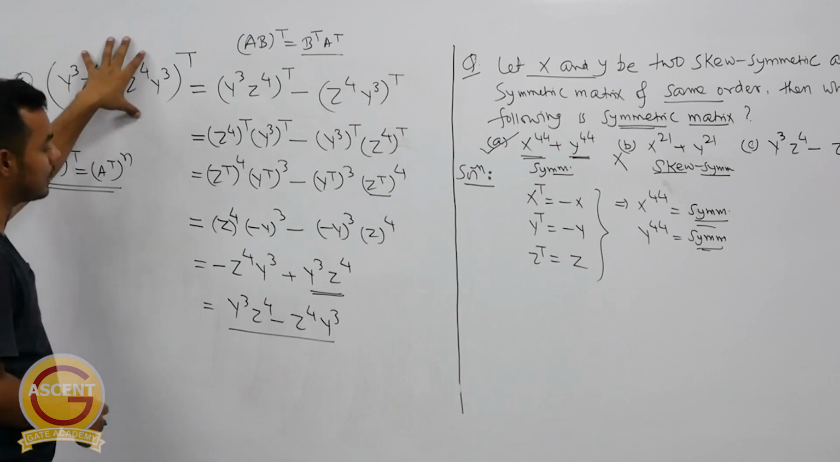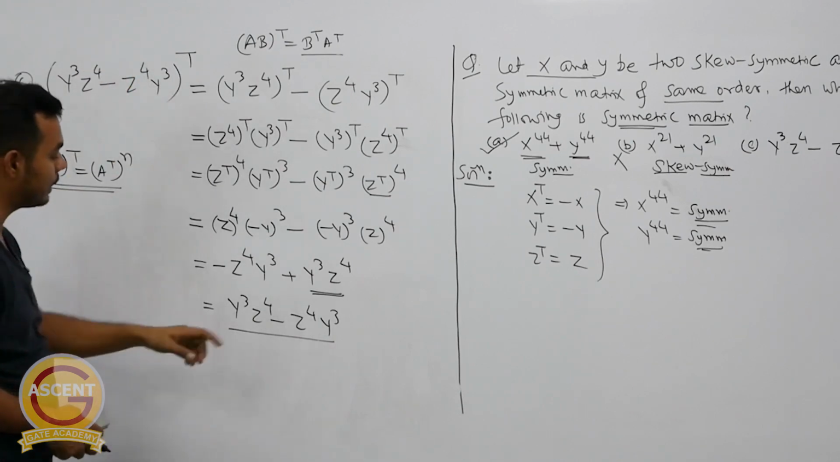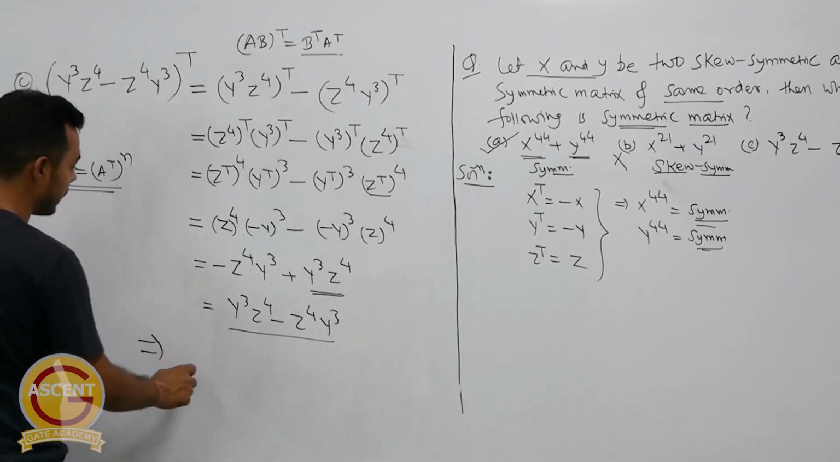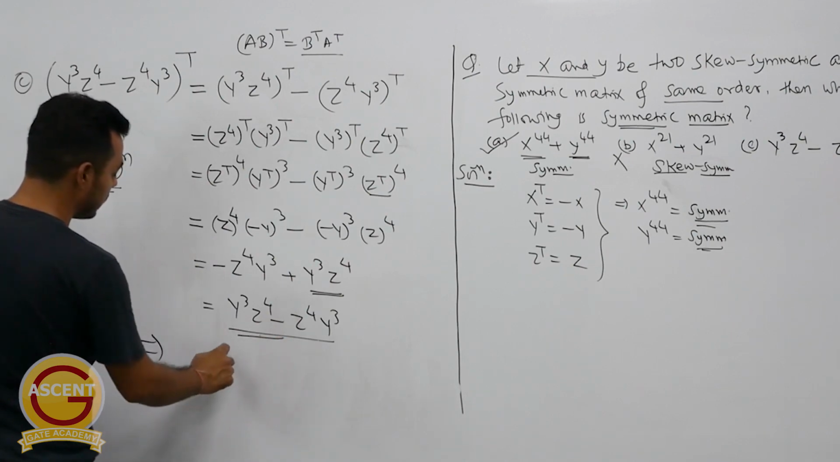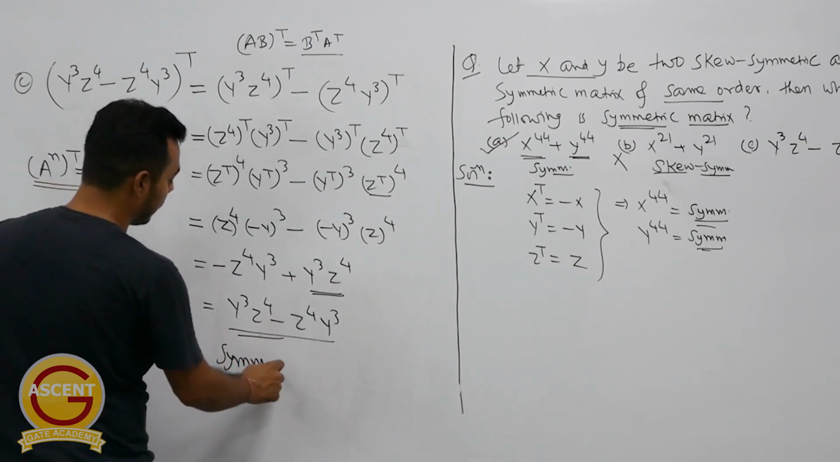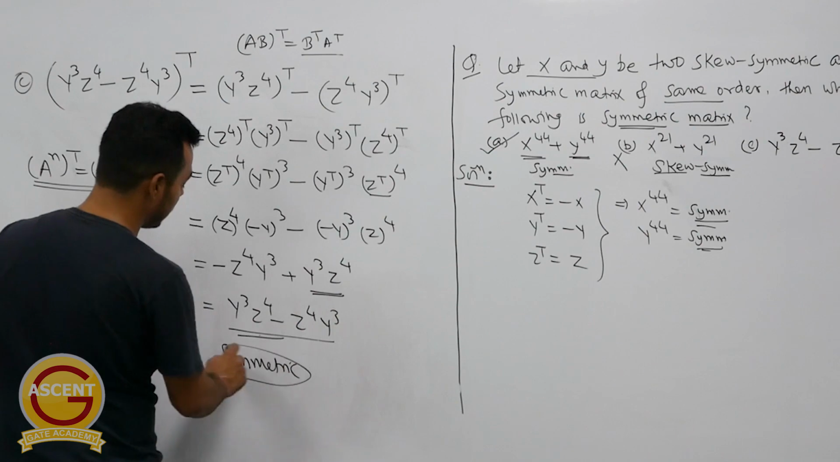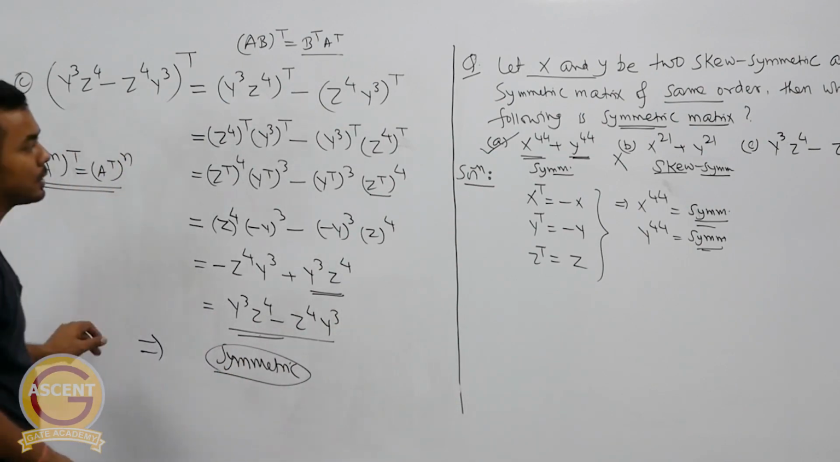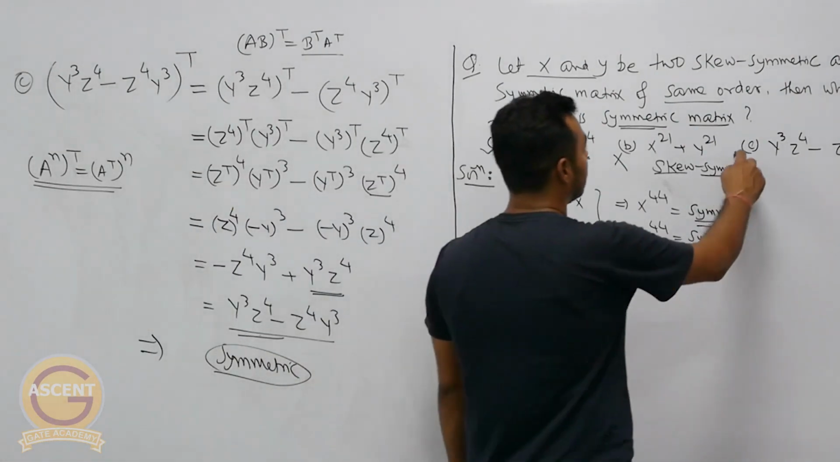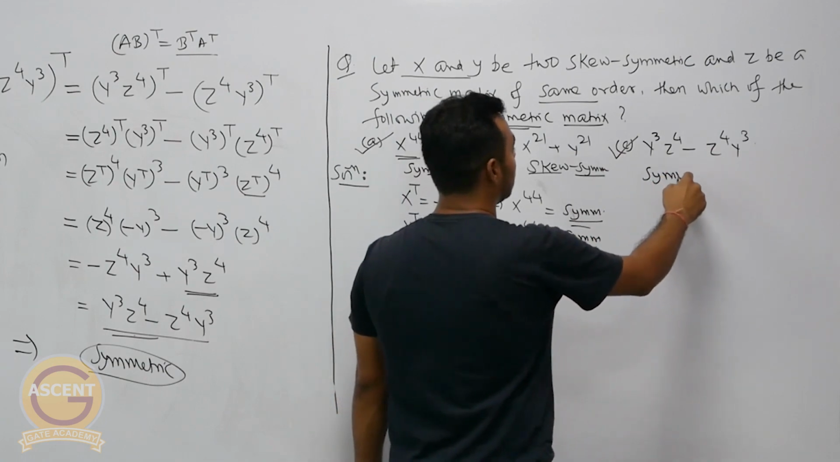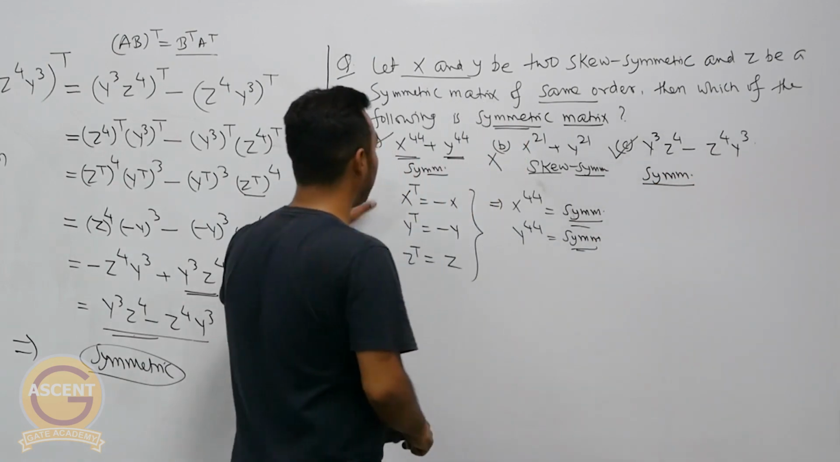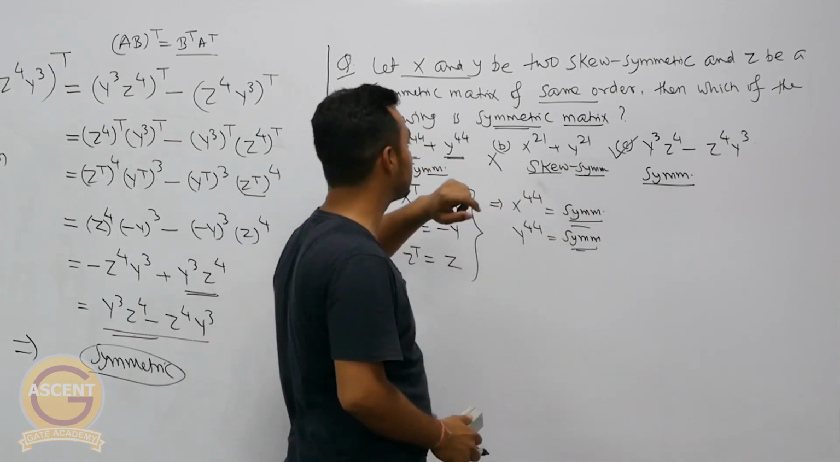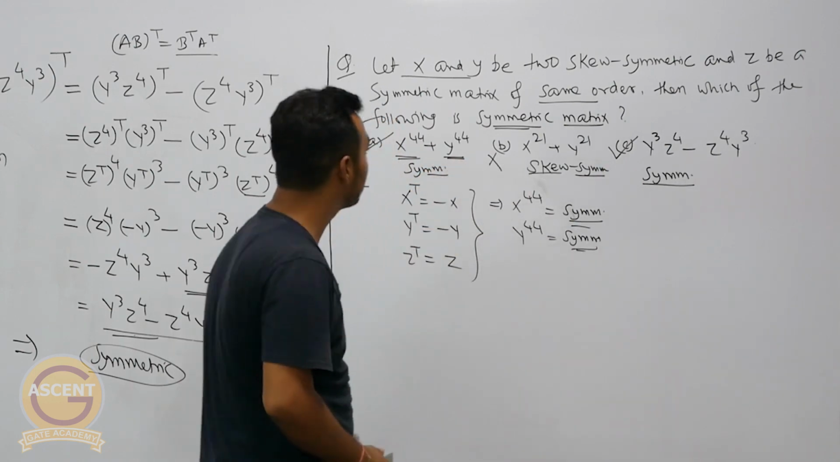So you can see that this was our original matrix, y cube z4 minus z4 y cube. We have taken the transpose of this matrix and we have obtained the same matrix. So this implies this matrix is a symmetric matrix. If A transpose is A, then it means matrix A is symmetric. So option C is also a symmetric matrix, and therefore this is correct. So for this question, the correct answers are options A and C. These two are symmetric matrices, while option B is skew symmetric.